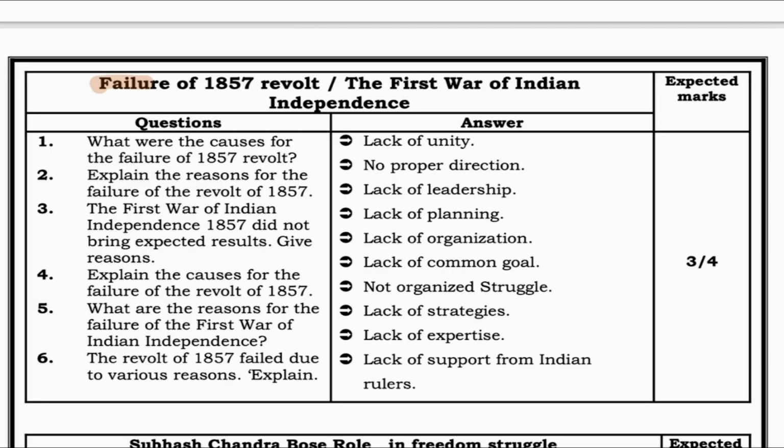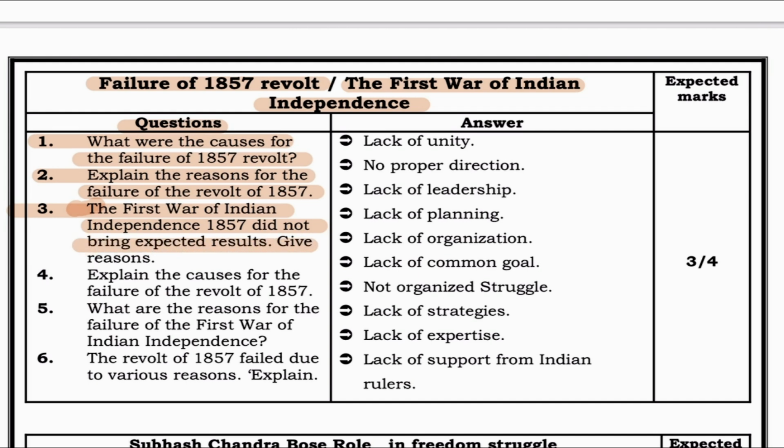Failure of the 1857 revolt, the first war of independence. First question, what were the causes for the failure of the 1857 revolt? Explain the reasons for the failure of the revolt of 1857. The first war of Indian independence, 1857, did not bring expected results.